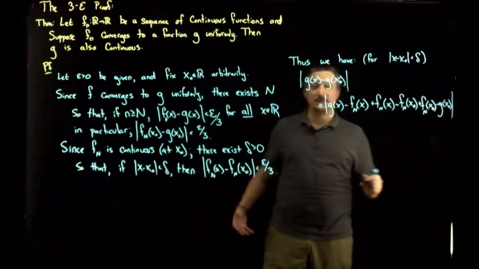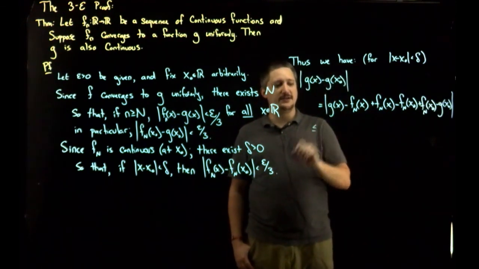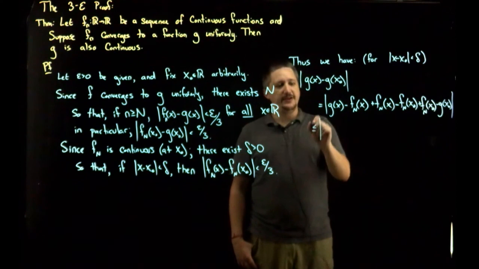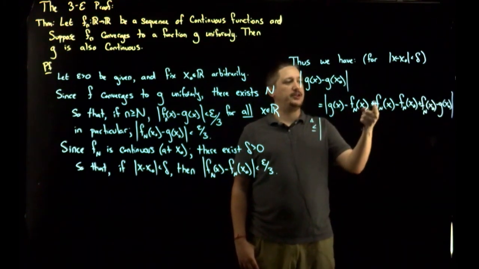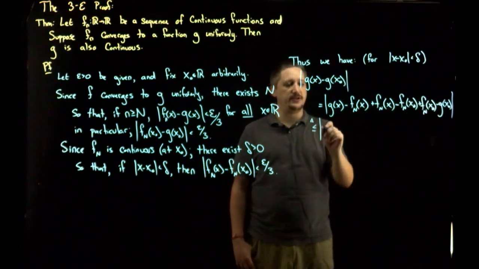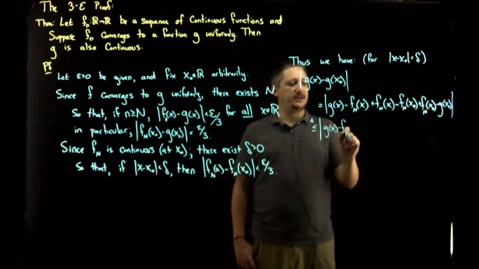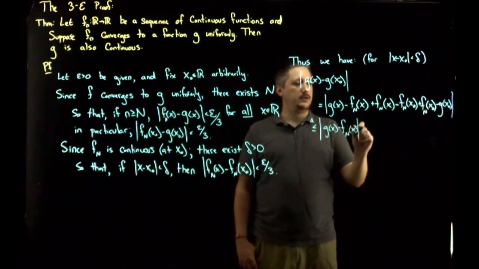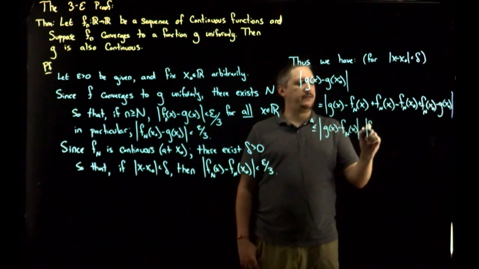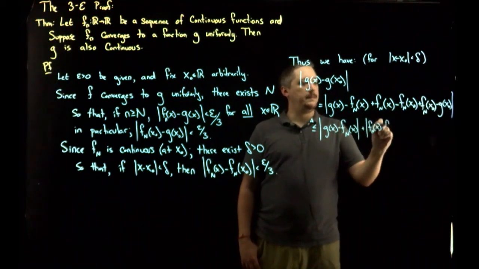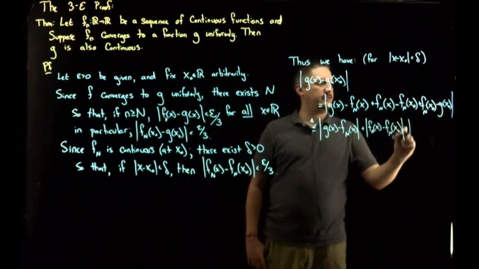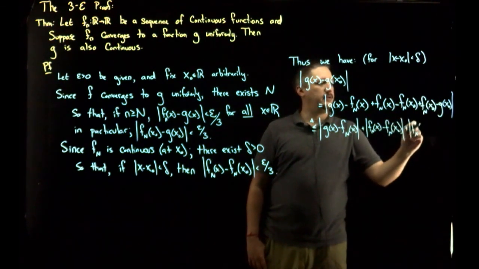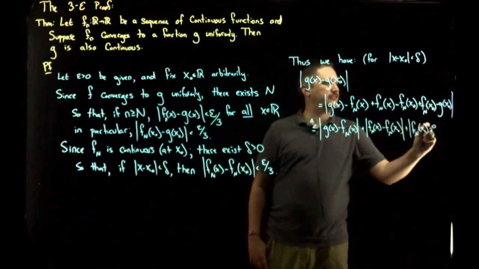How could that be better? But herein lies the magic. By the triangle inequality, I can break this apart by putting pluses in between absolute values, right? So I have |g of x minus f n of x| plus |f n of x minus f n of x naught| plus |f n of x naught minus g of x naught|.